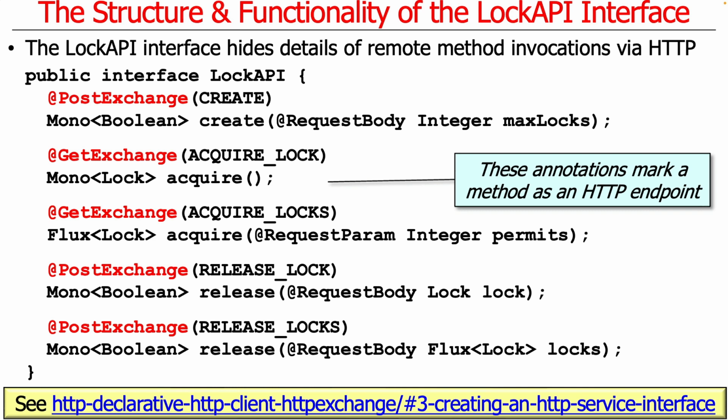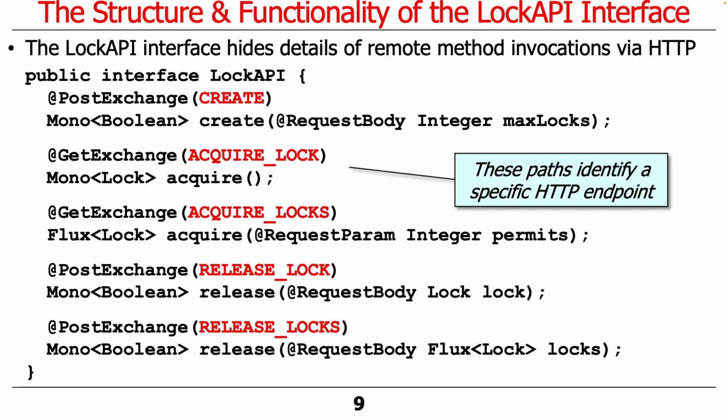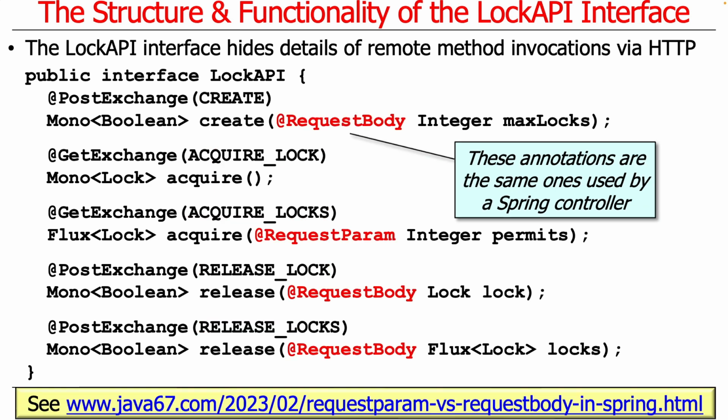They also have some annotations that are very similar to what you have on the controller side, just that it says post or get exchange rather than post or get mapping. That's the only main difference. Here are the names that we give these methods. They need to correspond to the endpoint handler route names that are available on the server side. And then also a very nice feature in HTTP interface client with Spring 6 and beyond is the ability to use the same annotations that we have on the Spring controller. So you can see here we have request body, request param, and so on and so forth. And these mirror what's shown on the server side.